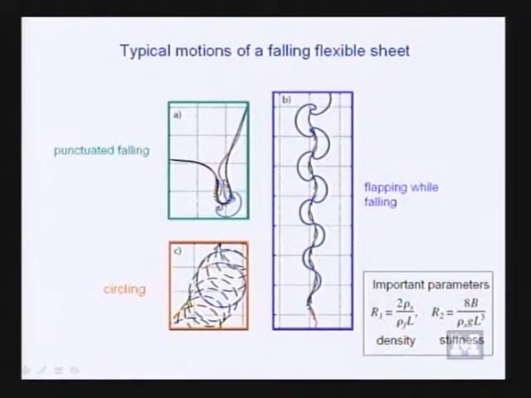Other things can happen when you drop a flexible sheet, like a piece of paper, in a fluid. Here's a case where it does a very regular flapping motion. It meanders to the left and right as it's falling, and the vortex wake is this very regular pattern behind it. Another motion is that the body will bend into an arc of a circle, and it will spiral down in a circling motion as it's falling. You can see this with a piece of paper, too. If you drop a piece of paper, sometimes it will get into this circling motion as it goes down.